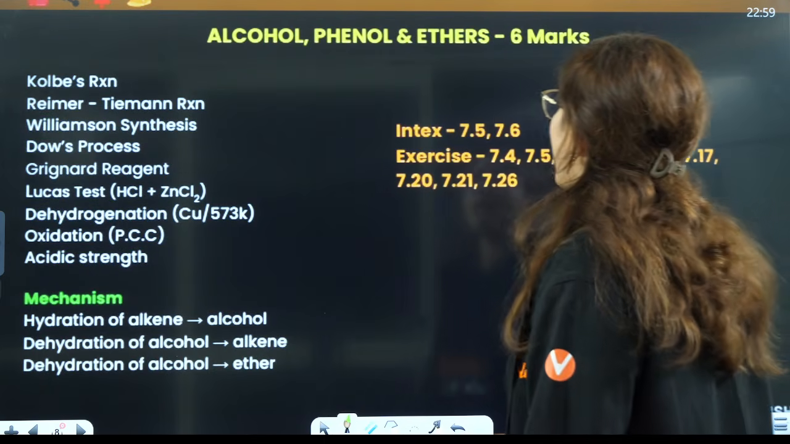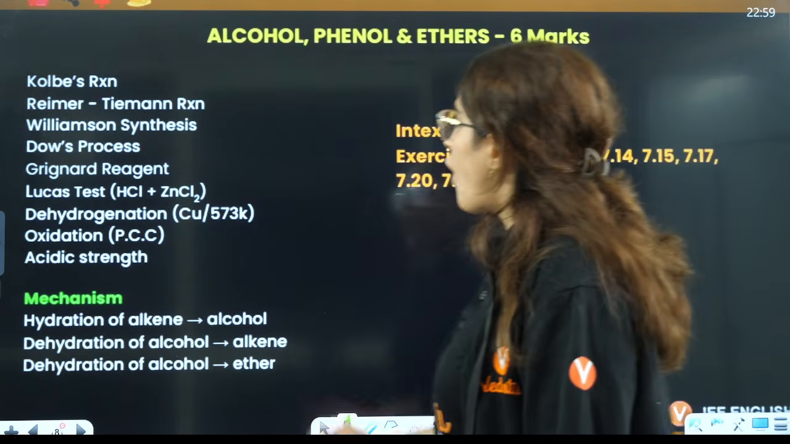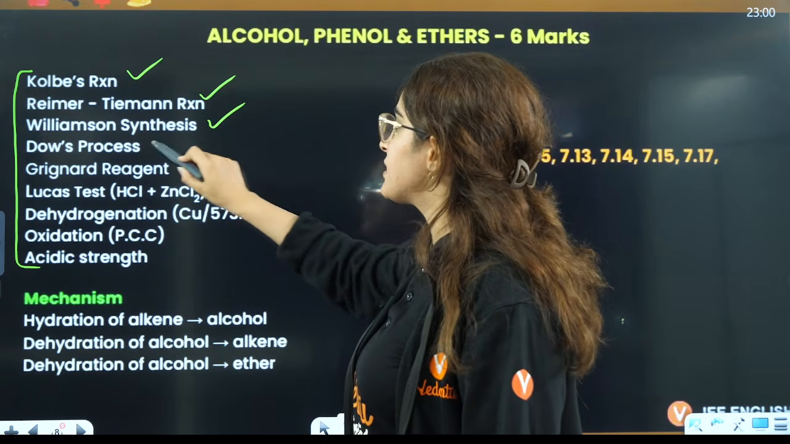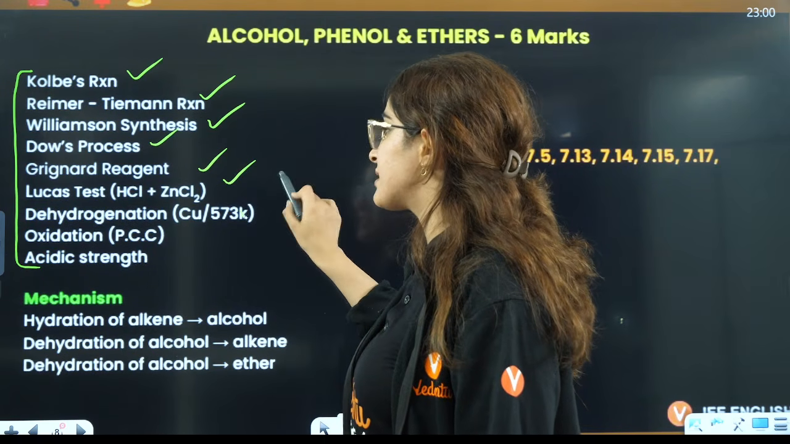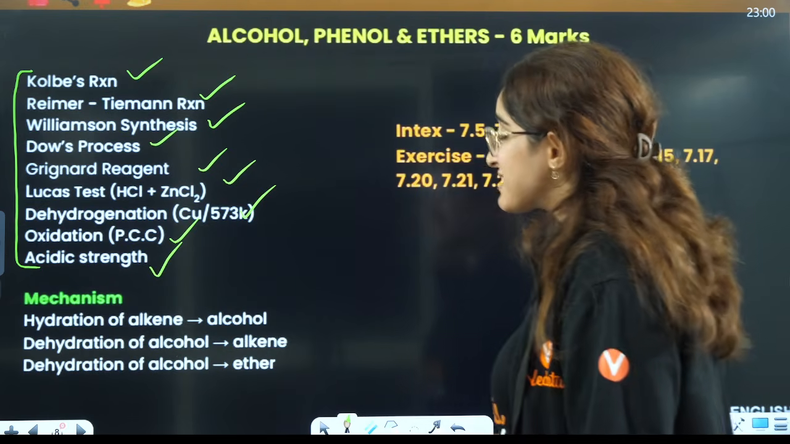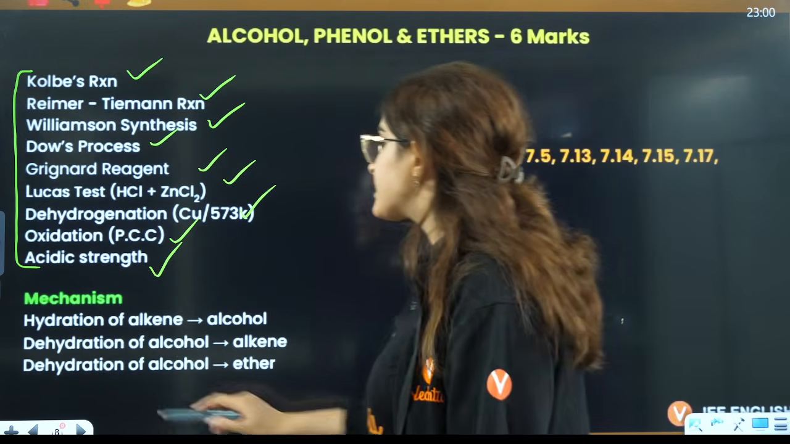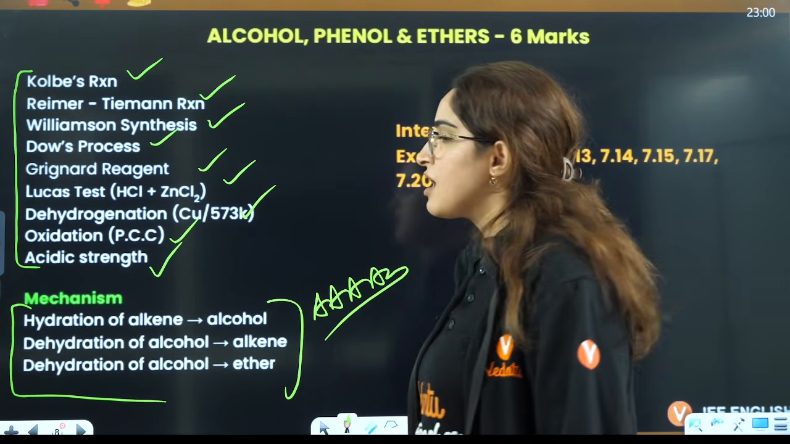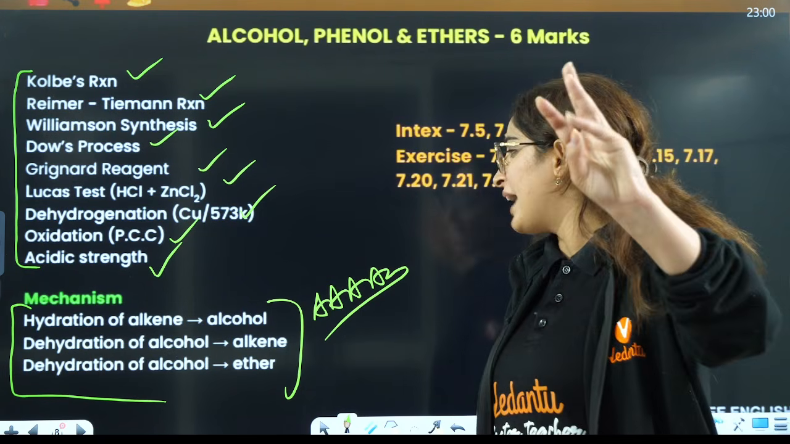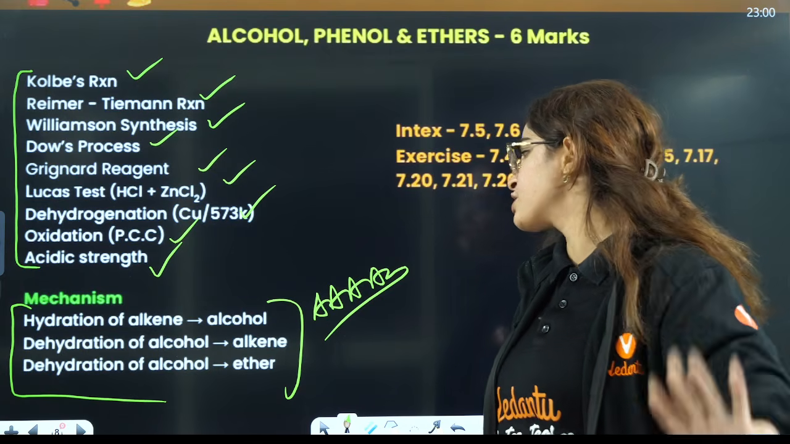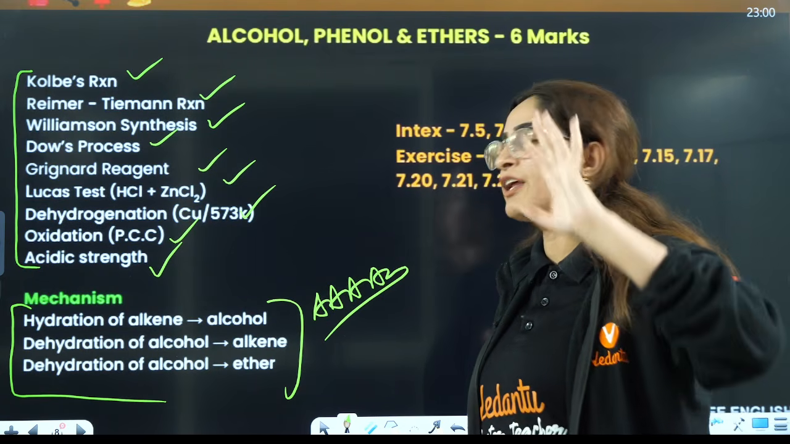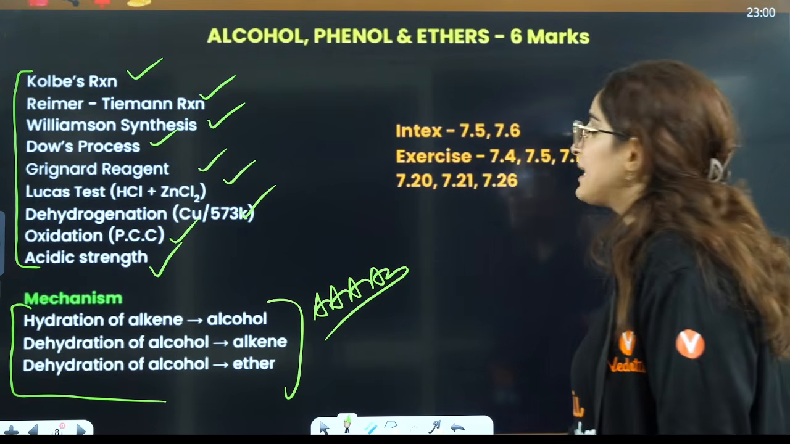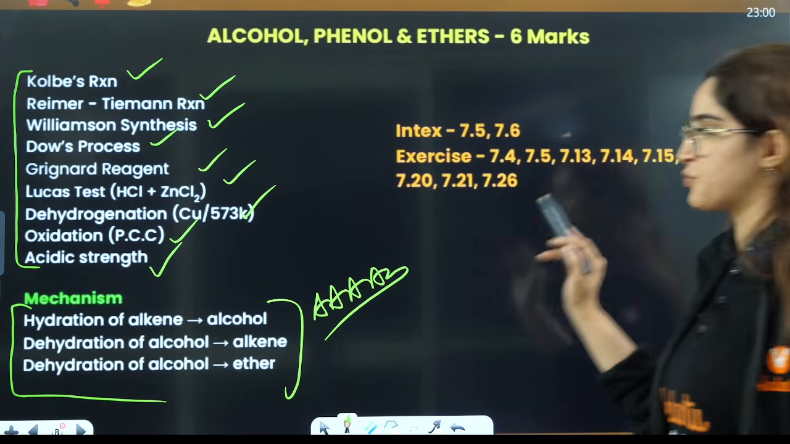So next, alcohol, phenol and ether. All these are naming reactions that you need to do: Kolbe, Reimer-Tiemann, Williamson synthesis, Dow's, Grignard, Lucas, dehydrogenation, oxidation, acidic strength of these. Then mechanisms of these are very, very important. You can't skip these mechanisms. Highly asked mechanisms: hydration of alkene, dehydration of alcohol to alkene, or dehydration of alcohol to ether. These are the three important mechanisms that you cannot skip, right? And these are the in-text questions that you must do, right?